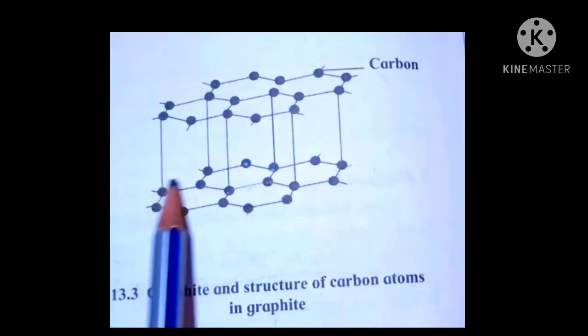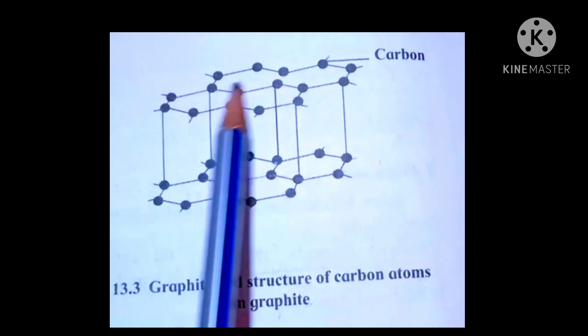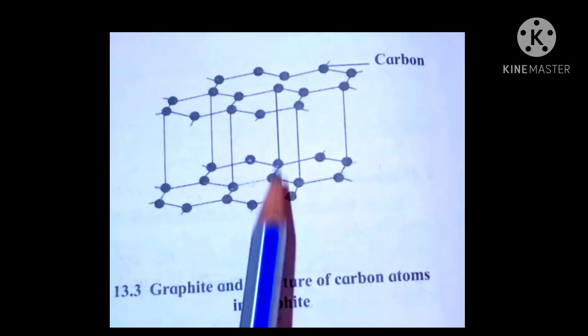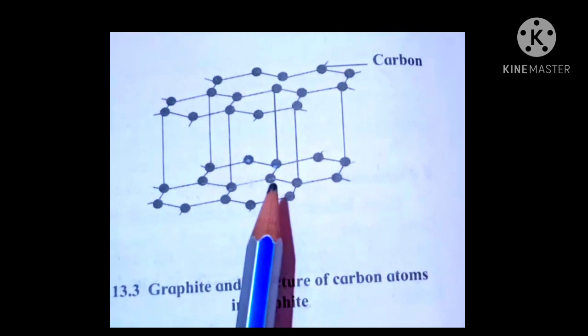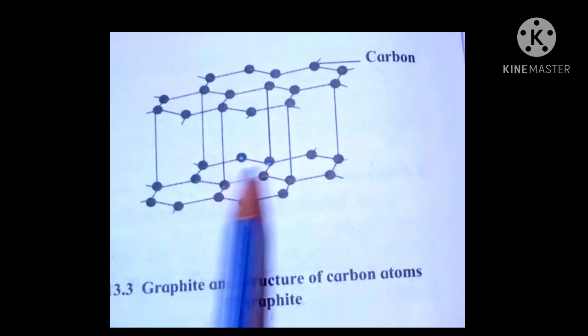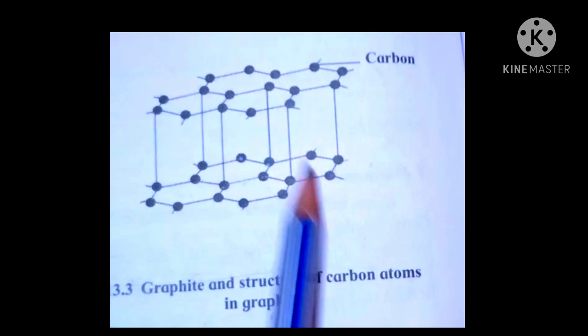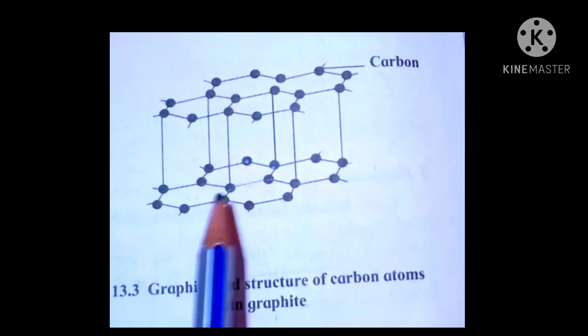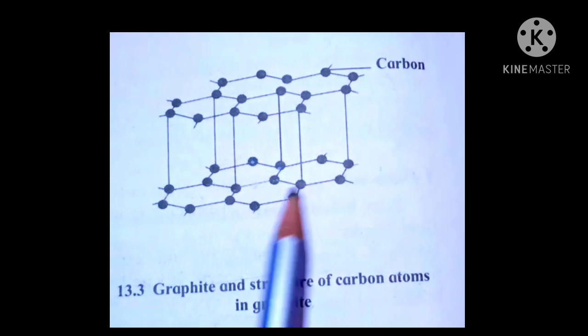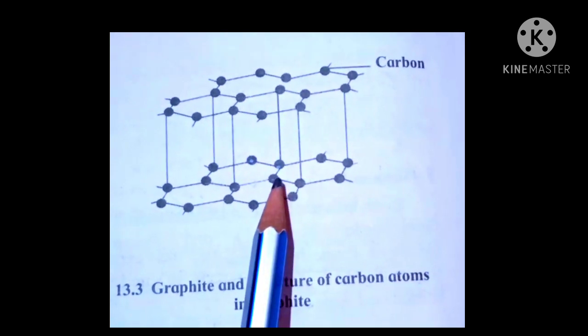So see, this is the first layer, this is the second layer, and these layers slip over each other on applying pressure. That's why graphite is used as a lubricant, because it is slippery. And one layer of graphite is called graphene.